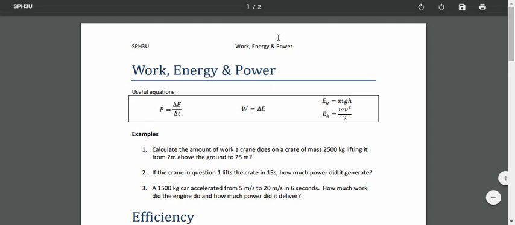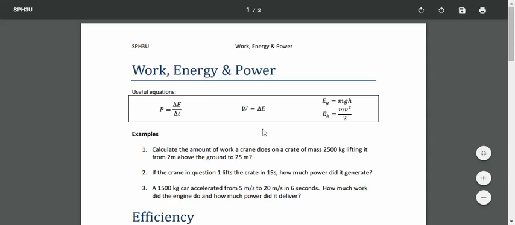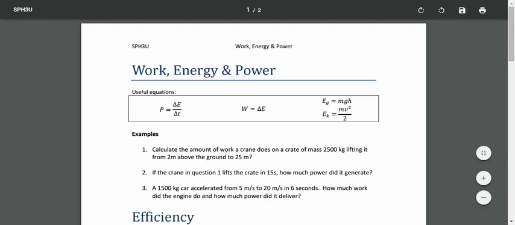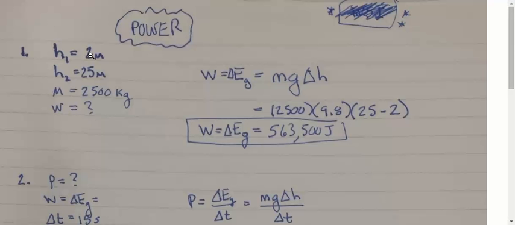On top of that. So the power example, the first one is: calculate the work a crane does to move a mass of 2,500 kilograms, lifting it from 2 meters to 25 meters. So H1 is 2 meters, H2 is 25 meters, the mass is 2,500 kilograms, and we want to find the work done. So work is the change in gravitational energy, so it's delta E. In this case, it's gravitational energy, so it's delta EG. And that's just the transfer of energy.